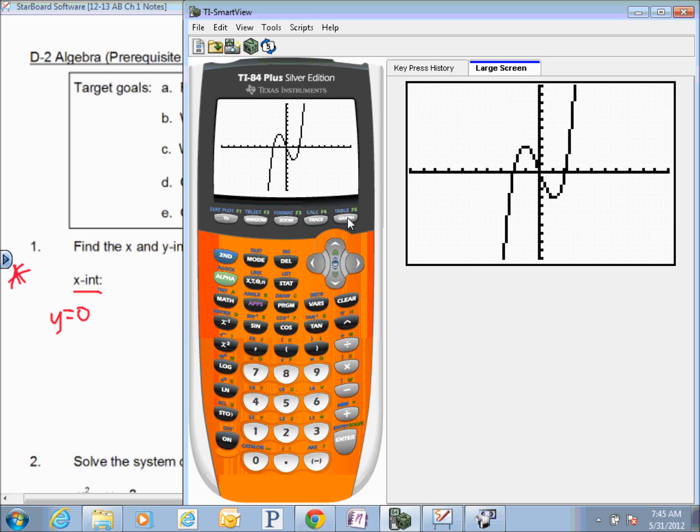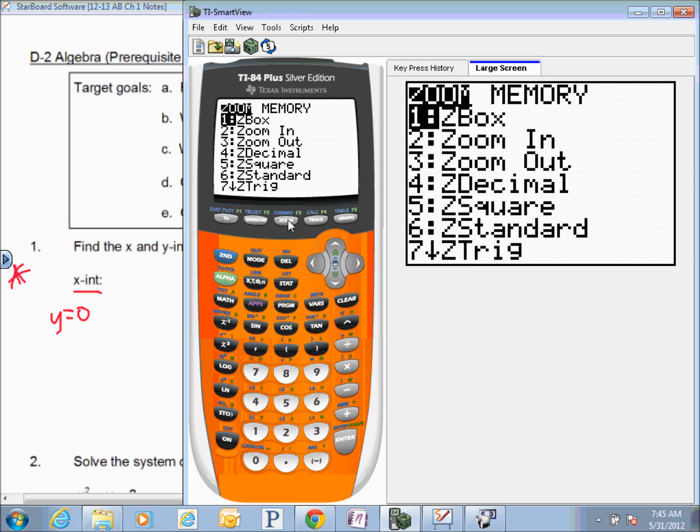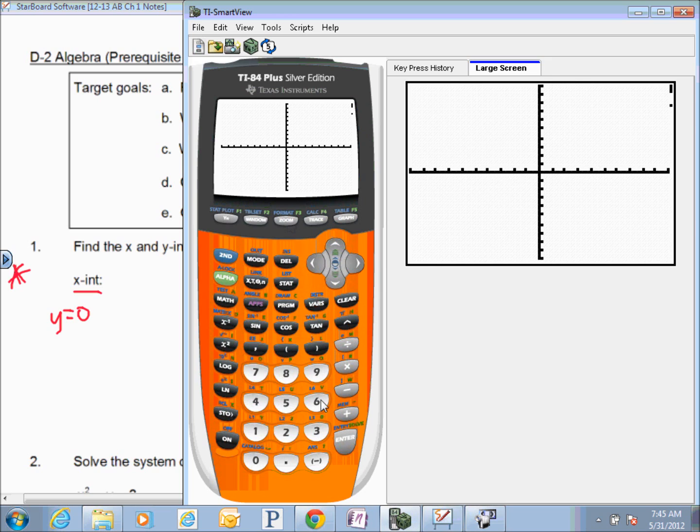If your graph doesn't look just like mine, hit the zoom menu, and you're going to hear me say a lot of times this year, go to zoom standard. So choose number 6 for zoom standard. So everybody's looking at the same window, which goes from -10 to 10 for both x and for y.